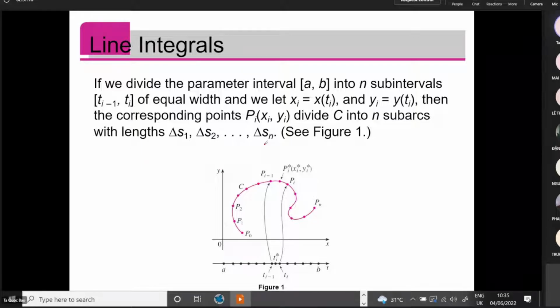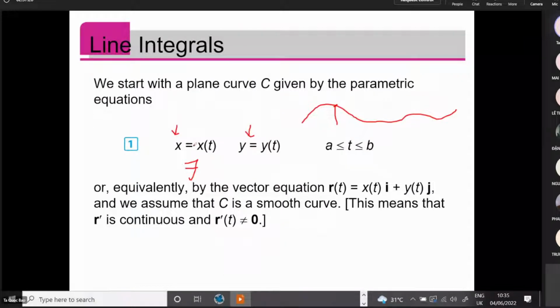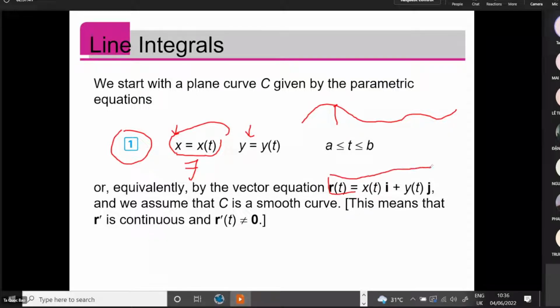Okay, so we have the first steps. The first step we should parameterize the curve C by putting x equal to x(t) and y equal to y(t), or a vector equation. This looks like this.